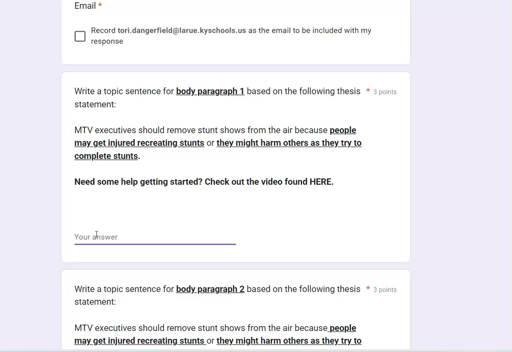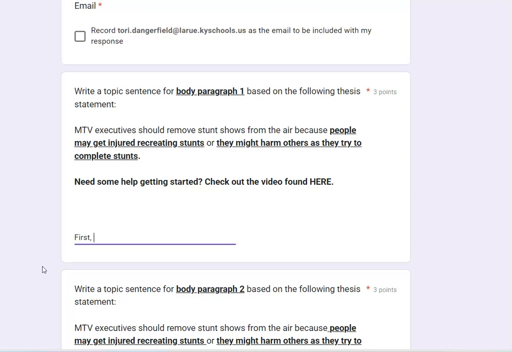So given what we know about topic sentences, we know that they should always start with a transition word. Again, this one is asking for a body paragraph 1 topic sentence. So since it is the first body paragraph, a great transition to start with is the word first. After your transition word, you need to add a comma. I'm going to be looking for that as part of you including correct punctuation with each of these questions.